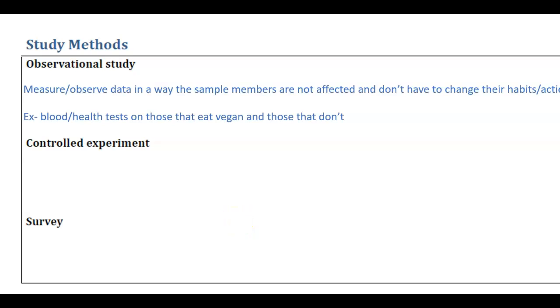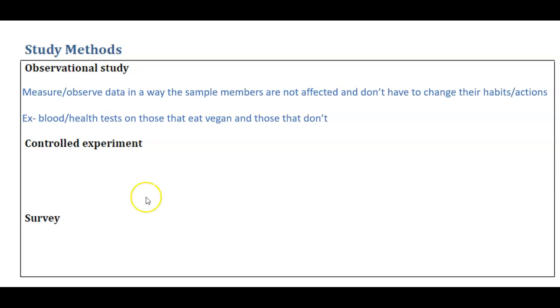Observational is when you measure observed data in a way that the sample members are not affected and don't have to change their habits or actions. An example would be a blood/health test on those that eat vegan and those that don't.